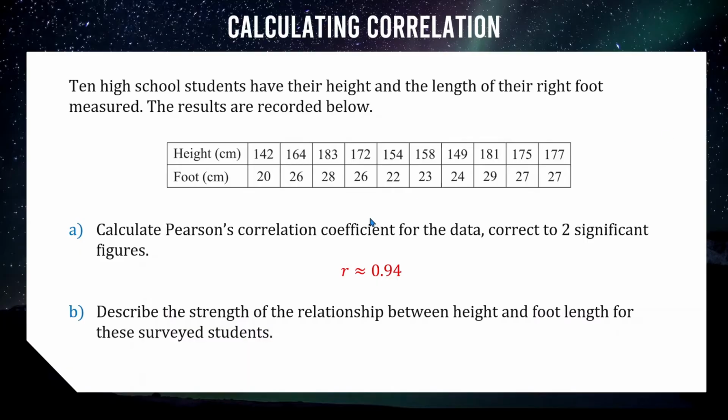0.94. Describe the strength of the relationship between height and foot length for these surveyed students. Okay, questions like that are very common in the HSC, and for your answer, all they're looking for is 2 words. The first word identifies the direction, either positive or negative, and the second word indicates the strength, weak, moderate, or strong. We are seeing a positive value, and we're seeing a value close to 1, so we are seeing a strong positive correlation in our data. And that's how you use your calculator.